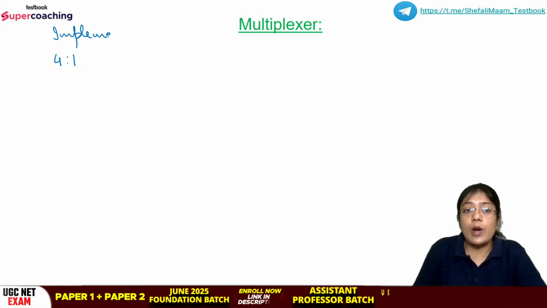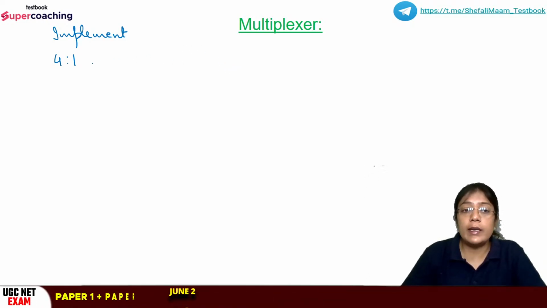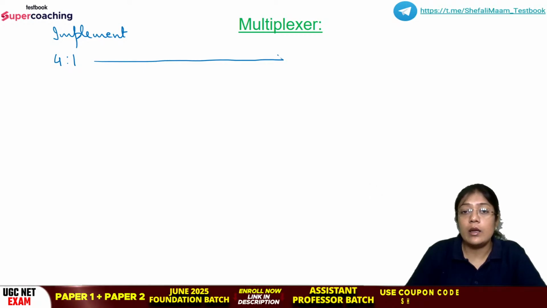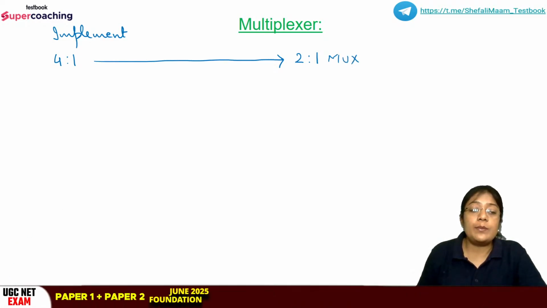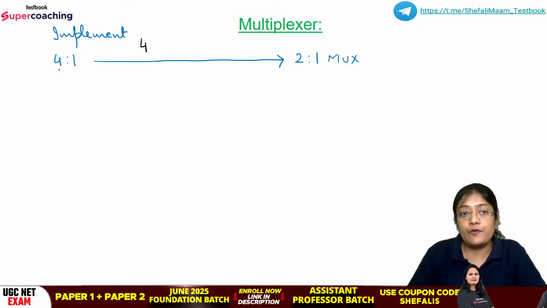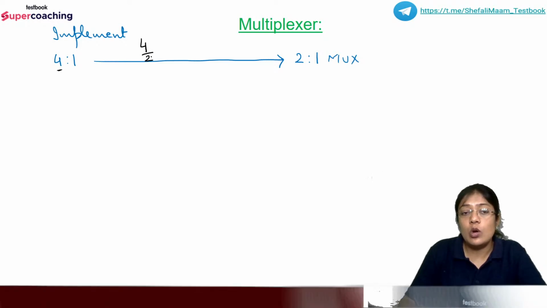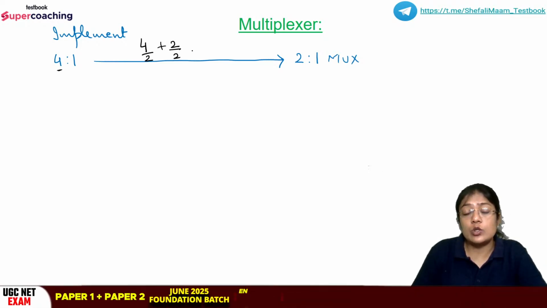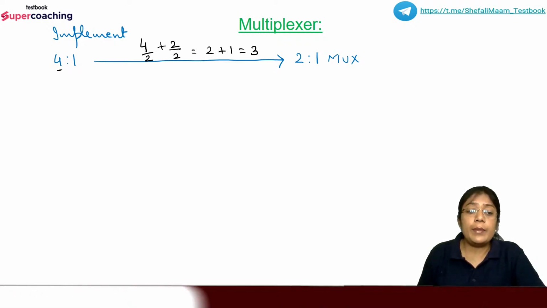Implement 4:1 multiplexer using 2:1 multiplexer. We have to identify how many multiplexers are required using 2:1 multiplexer. ठीक है जी. तो अभी हमने identify किया how many multiplexers are required. 4 are the input lines. We have to implement it with 2. So 4 divided by 2 is 2. 2 divided by 2 is 1. So we'll stop here. This is 2 plus 1, which is equal to 3. 3 mux are required.